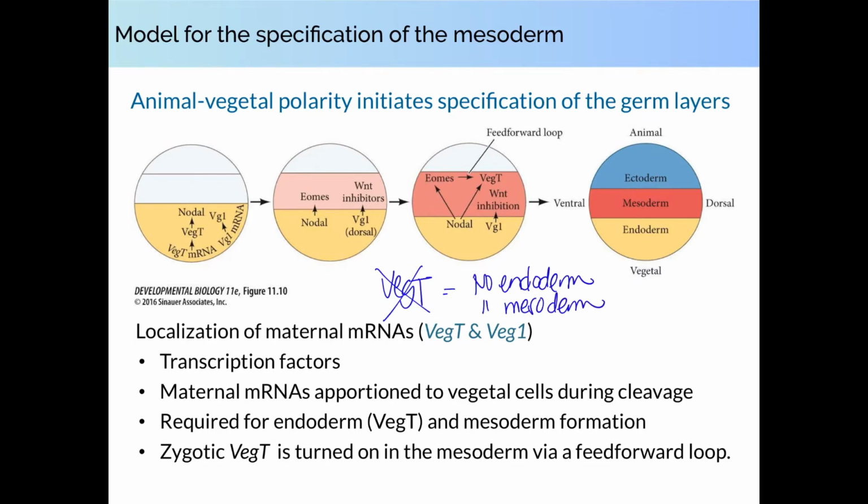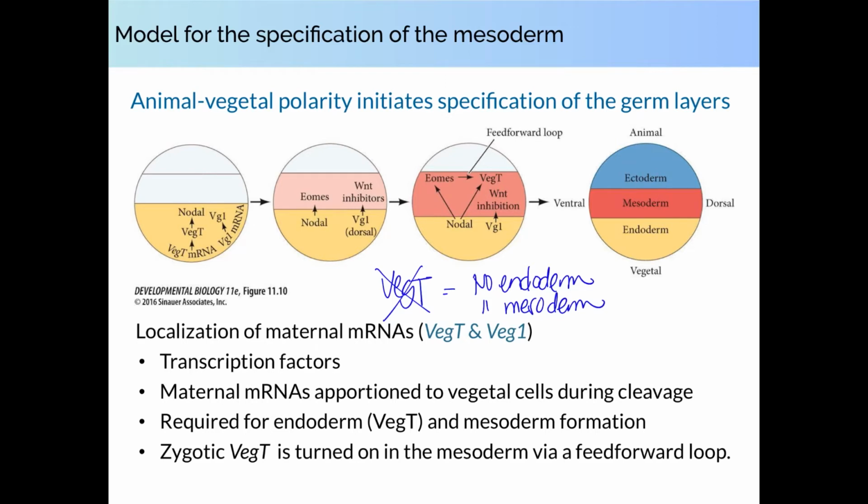Another maternally derived mRNA is VegH1, which is localized to the vegetal cells, but specifically to the future dorsal region. And this paracrine factor is required to activate genes in the dorsal mesoderm. So it's going to activate genes in this dorsal mesoderm region. Now, since Nodal and VegH1 are needed to induce the mesoderm, if we were to knock down these genes or if we prevent the signaling events, we basically lose the mesoderm.